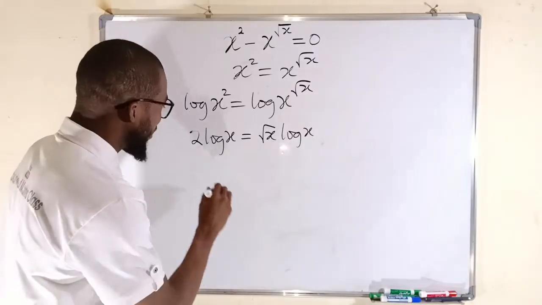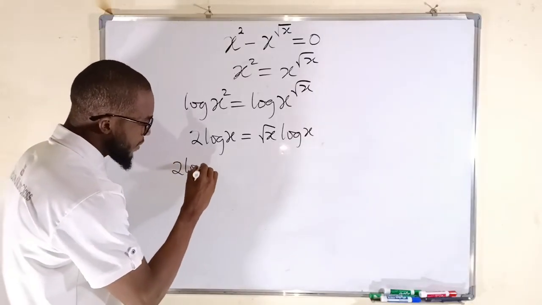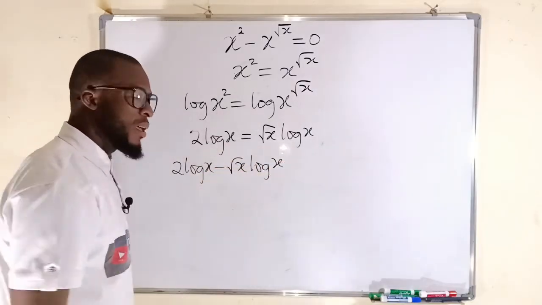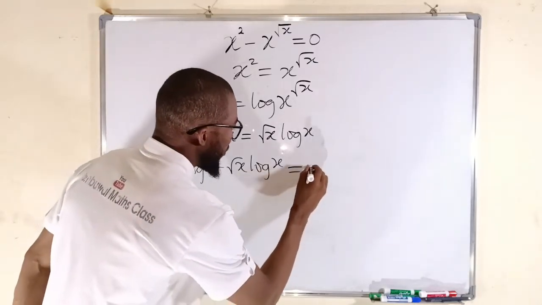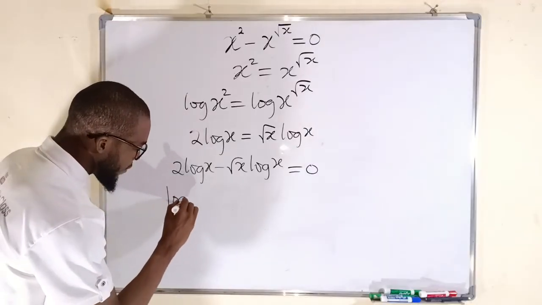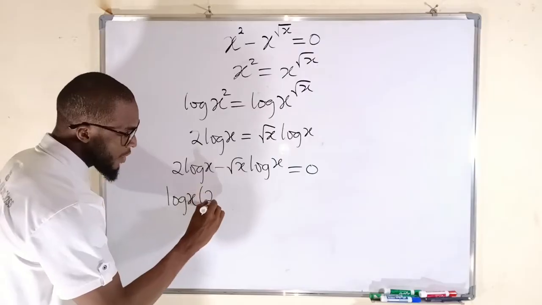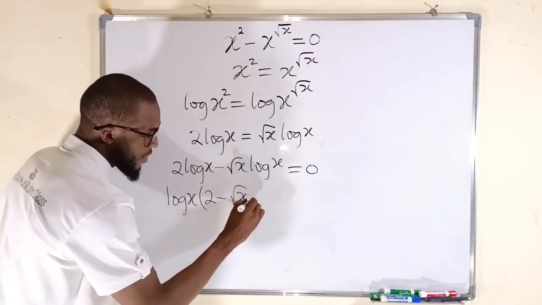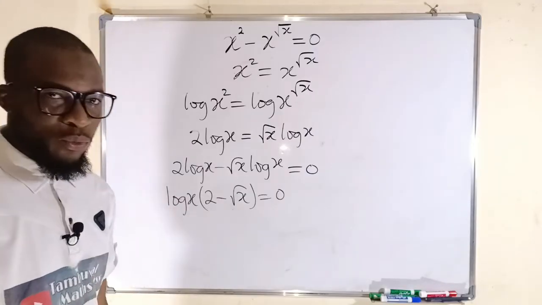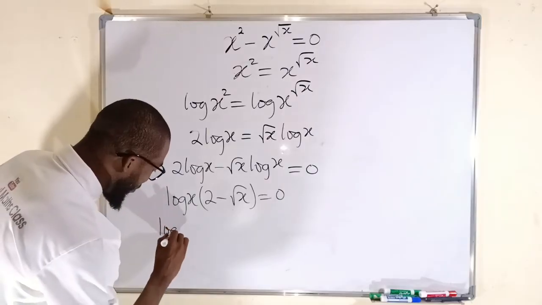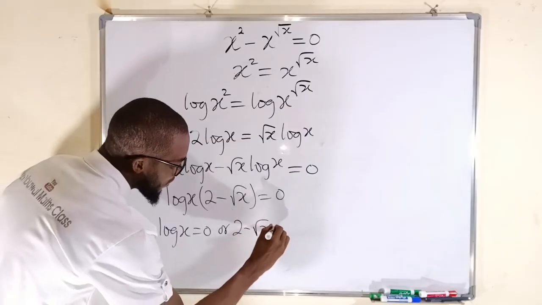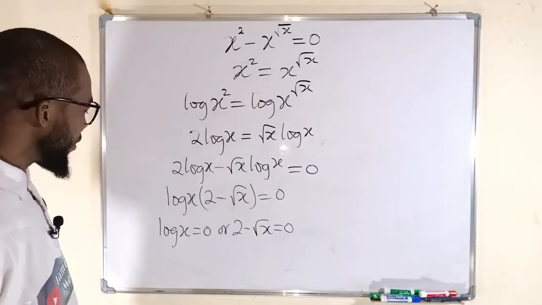Bring this term to the left-hand side. We have 2 log of x minus square root of x multiplied by log of x. This must be equal to 0, right? We have log of x in common, so we factor it out. Log of x, inside we have 2 minus square root of x. This is equal to 0. We have 2 factors, log of x and 2 minus square root of x. It means that either log of x equal to 0 or 2 minus the square root of x equal to 0. Let us solve them separately.